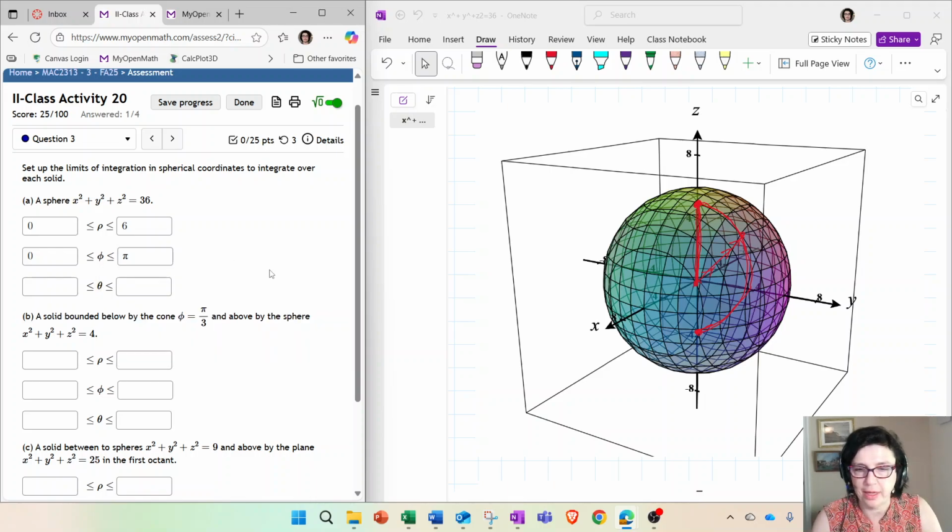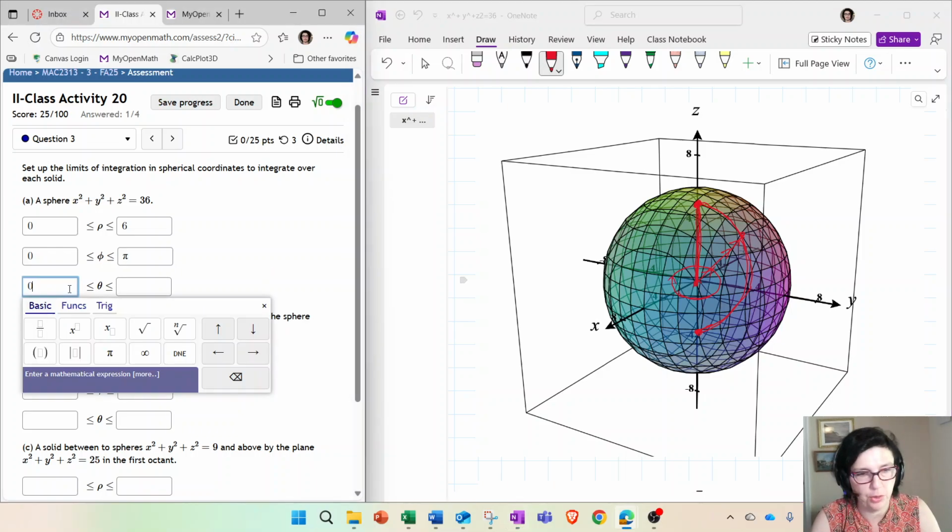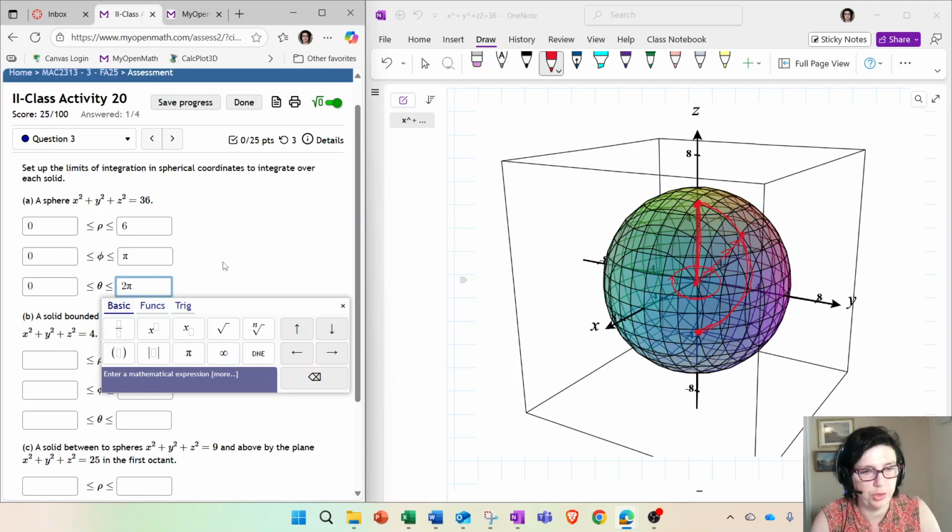But what about theta? Theta is the revolution all the way around, right? It's the angle going around, and so it's just going to go around like that. So theta is going to go from 0 to 2 pi for the whole sphere.